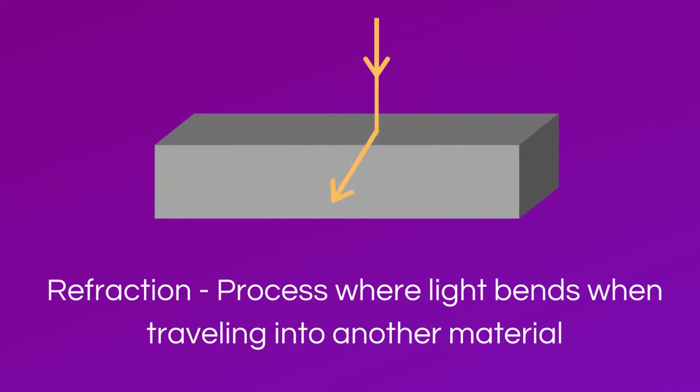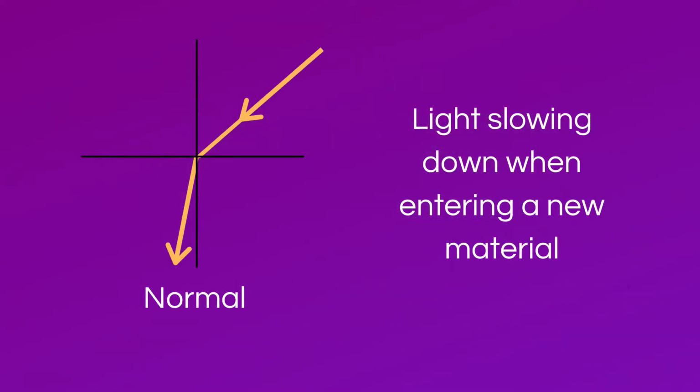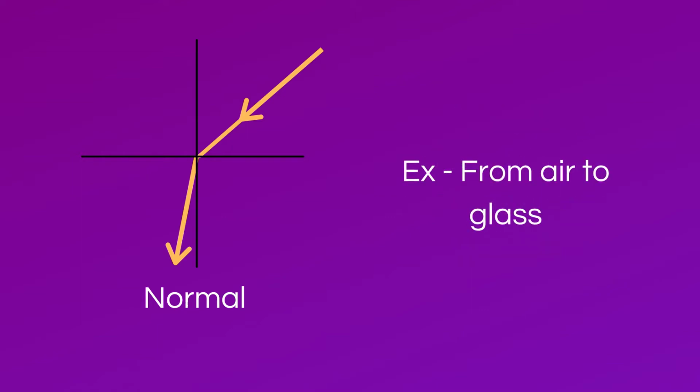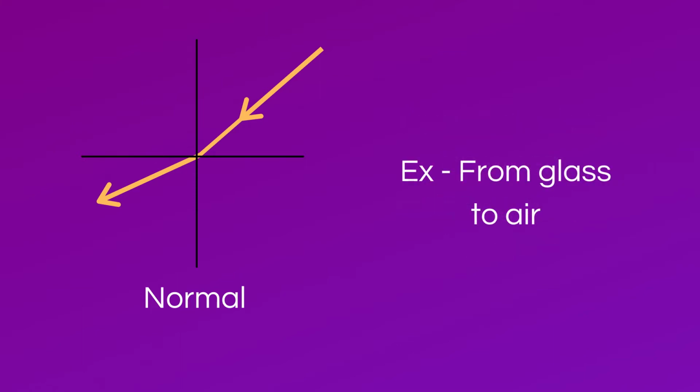When light travels into another material, it bends in a process called refraction. When light travels into a material that causes it to slow down, it bends towards the normal. An example of this is when light travels from air to glass. However, when light travels into a material that causes it to speed up, it bends away from the normal. An example of this is when light goes into air from glass.